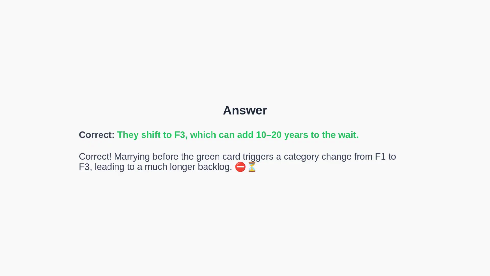The correct answer is, they shift to F3, which can add 10 to 20 years to the wait. The reason is that marital status determines the preference category, and marriage before admission as a permanent resident changes the category to F3 with a substantially longer queue.